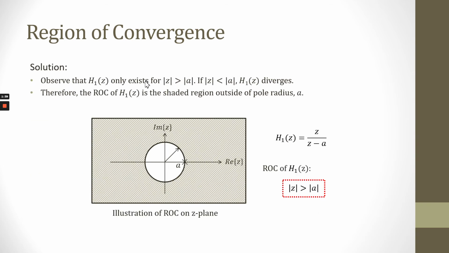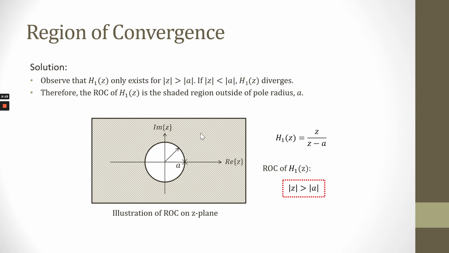Okay, so observe that the Z transform of h1 only exists for z larger than a. If z is less than a, the Z transform of h1 will diverge. Therefore, the ROC of h1 is the shaded region outside the pole of radius a. Okay, this is a along this z complex plane.